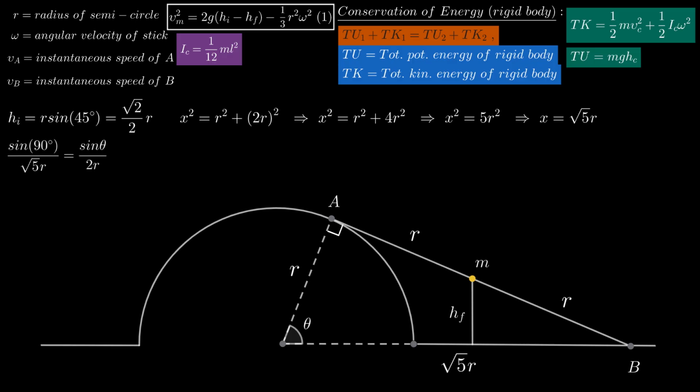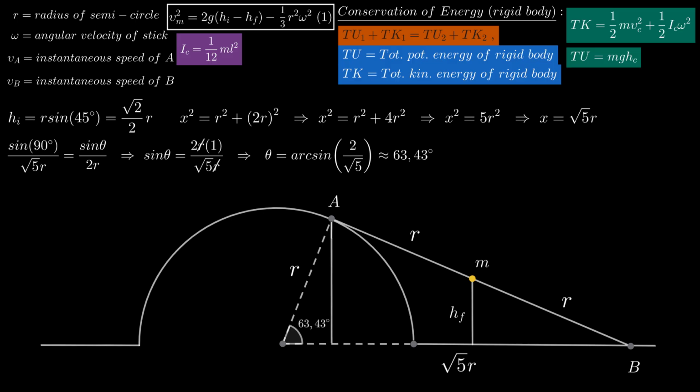Now we use the law of sines, and we have sine of 90 over square root of 5 times r equals sine of theta over 2 times r, which is sine of theta equals 2 times r times sine of 90 all over square root of 5 times r. And the r's cancel out, and we have theta equals arc sine of 2 over square root of 5, which is approximately 63.43 degrees.